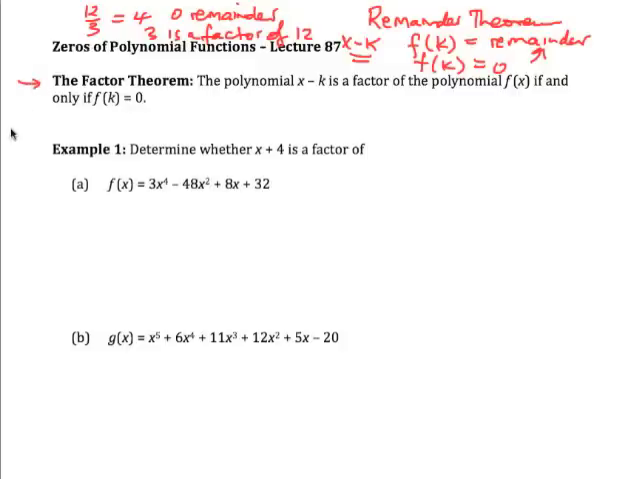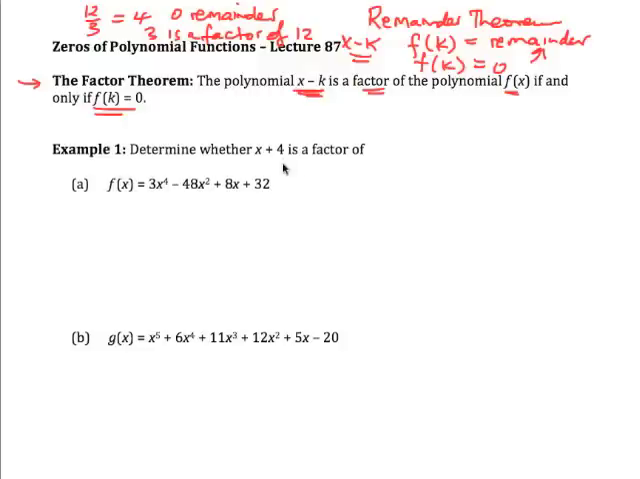And that leads us to the factor theorem, which says that x minus k is a factor of f of x if in fact f of k is equal to 0. Conversely, if f of k is equal to 0, then this will be a factor. We're going to use that to factor polynomials of higher degree than 2. We already know how to do degree 2 polynomials by factoring or using the quadratic formula and so forth.